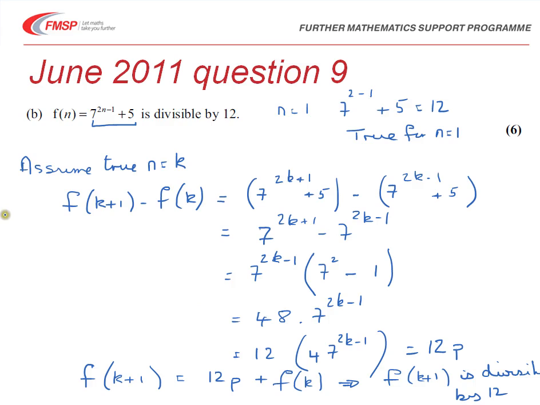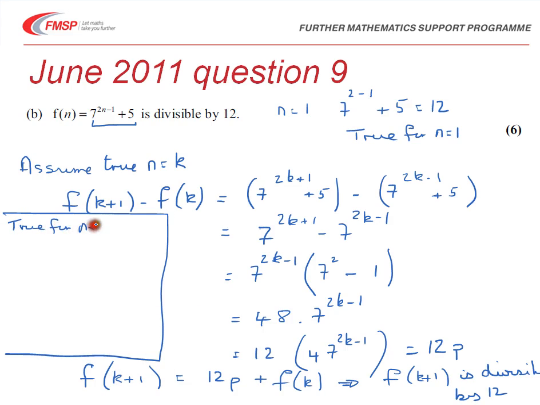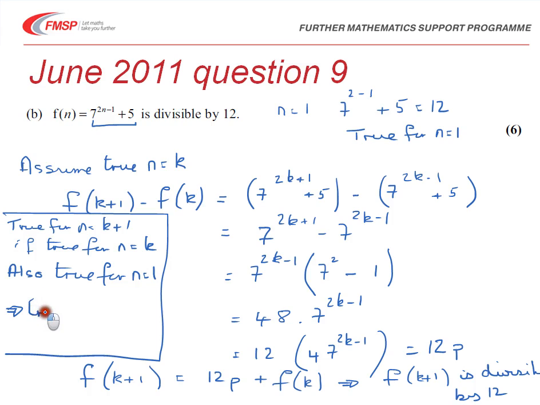So let me just write this at the left hand side here. We know that it's true for n equal to k plus 1 if true for n equal to k, and also true for n equal to 1, and therefore it's true for all n in Z plus, which is what we're asked to find in the question.